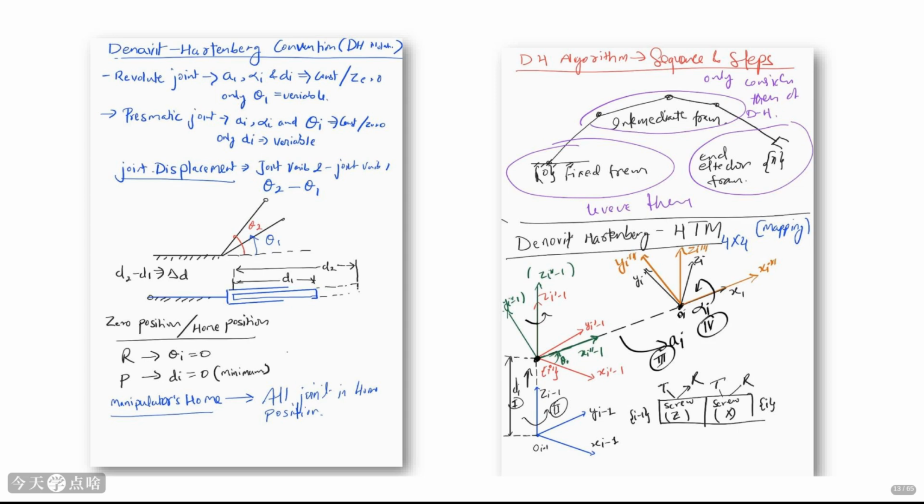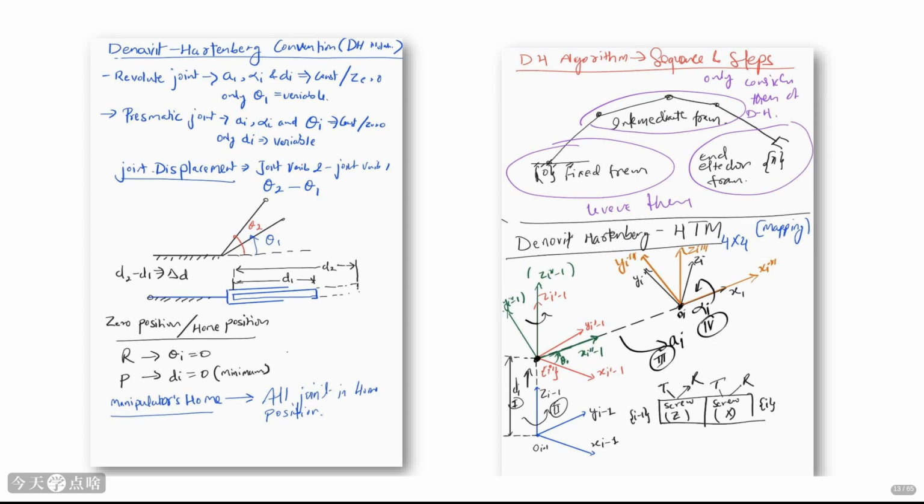The parameters a_i, alpha_i, and theta_i are usually constants. The DH algorithm involves a specific sequence of steps: defining the z-axis of the current frame, finding the x-axis, locating the origin, and then determining the parameters a_i, alpha_i, d_i, and theta_i. The diagram shows the typical flow of this algorithm.